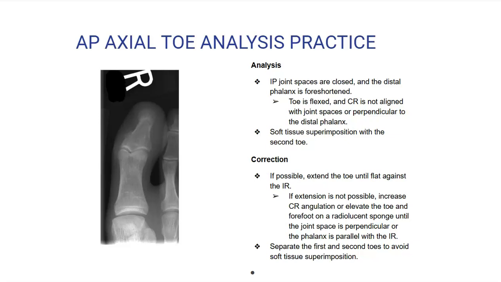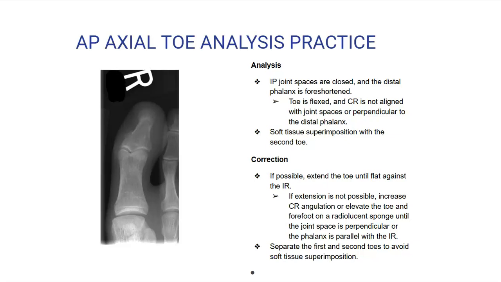In this AP axial toe projection image analysis, several positioning errors are present. First, the IP joint spaces are demonstrated as closed, and the distal phalanx appears foreshortened. This indicates there's some improper central ray alignment. The toe is flexed as well, so we really do need to correct this. Also, the soft tissue superimposition is present between the first and second toes.